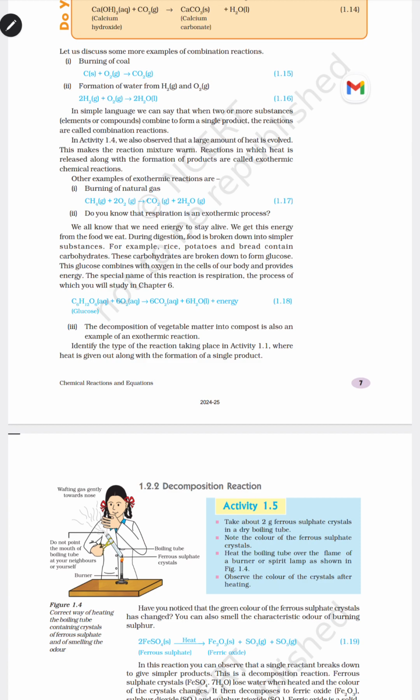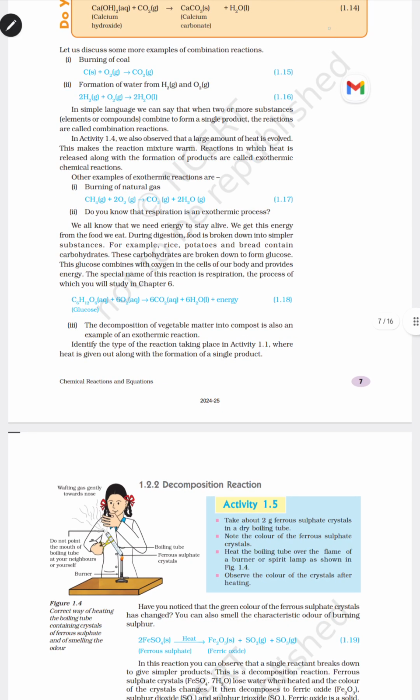If you take another example, burning of natural gas. In the burning of natural gas, methane, CH4, in the gaseous form, reacts with oxygen in the gaseous form in the atmosphere, and generates CO2 and H2O in the gaseous form. This type of reaction is known as an exothermic reaction.